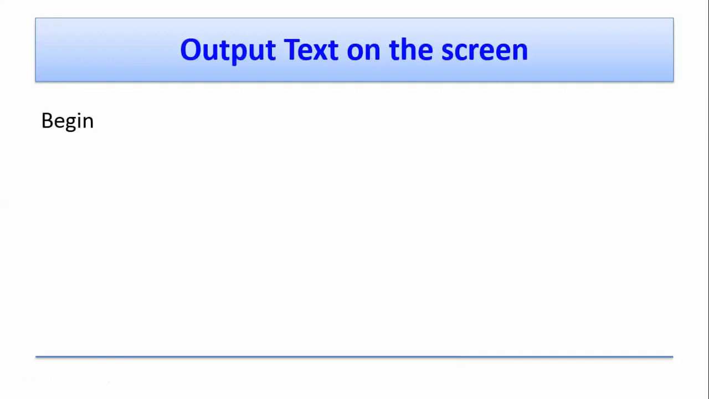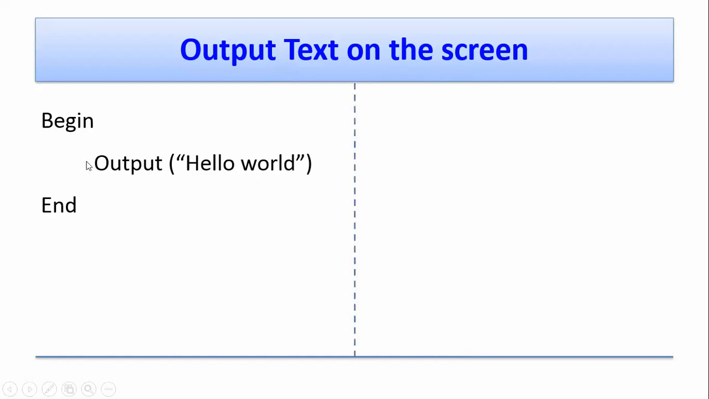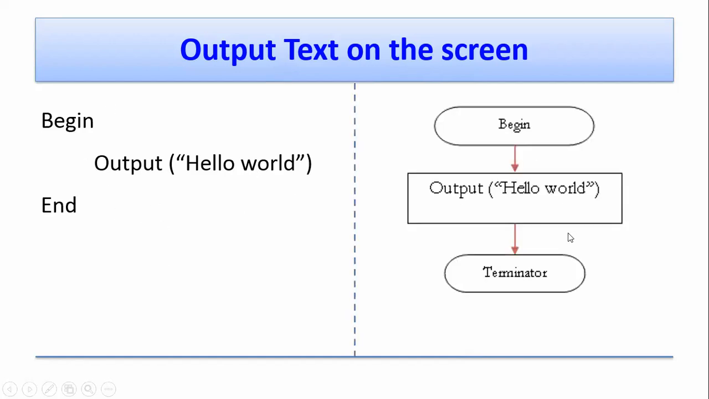Okay, let's take an example. How to output a message using a computer program? We have to design the algorithm. Then we have to mention begin, and then output, say hello world. So this is the message that I want to output. Then output within brackets hello world and end. So this is pseudocode. So this is the flowchart. Begin and then output hello world, and then you need to terminate.